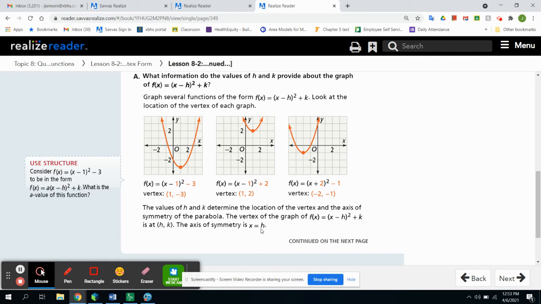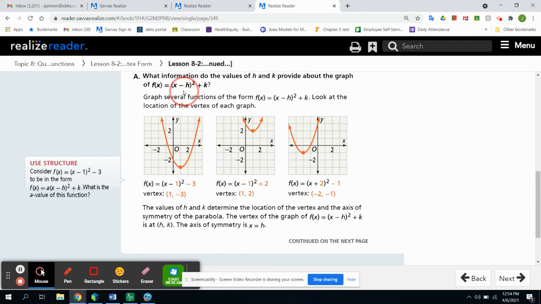Now, very important, the axis of symmetry that splits it up, the axis of symmetry is x equals h. You remember, h is located inside, so it's that number inside, 1, 1, or negative 2 in this case. Wherever the vertex is, that is x equals negative 2. That's the axis of symmetry, the imaginary vertical line that splits the parabola in two. In this case, it's x equals 1, and here again it's x equals 1.